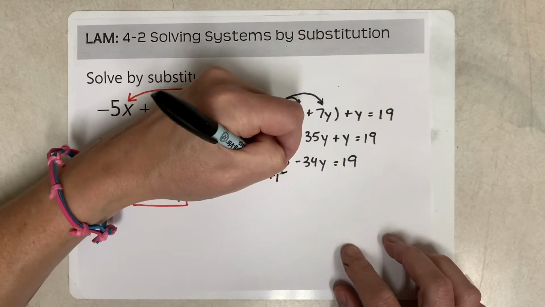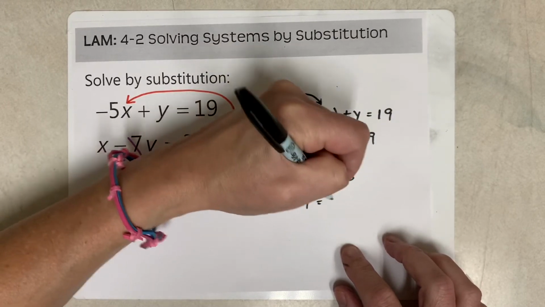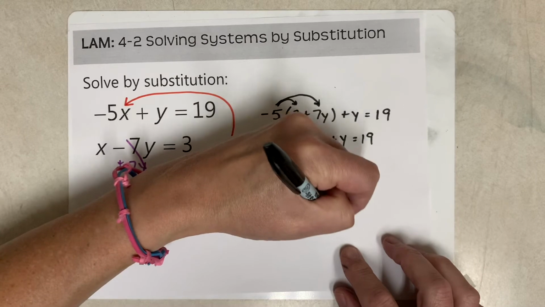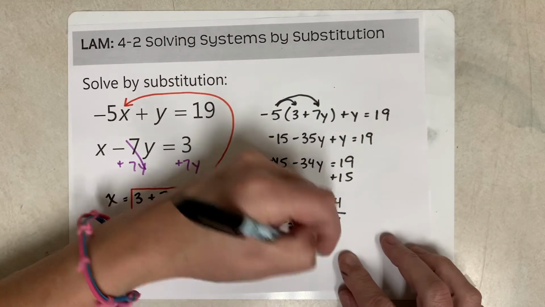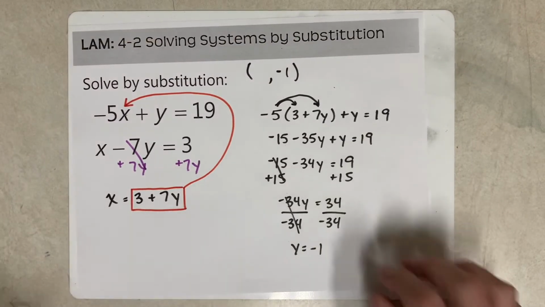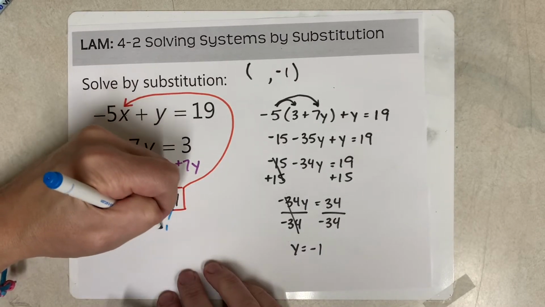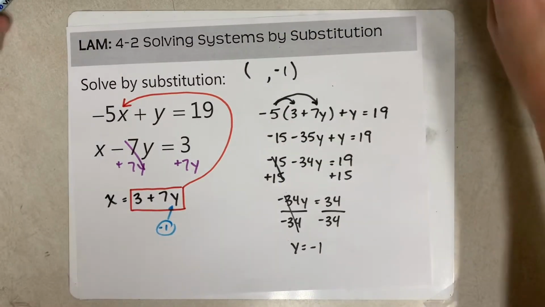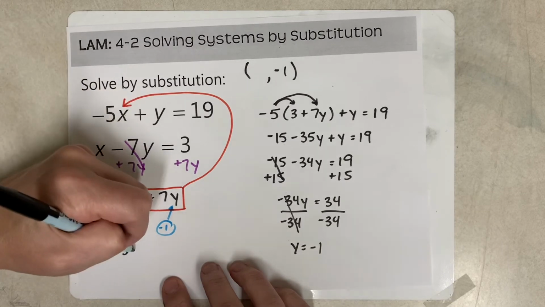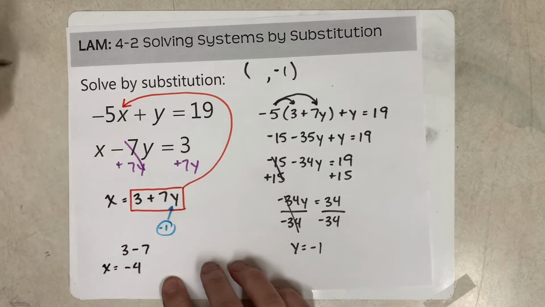Let's see, add 15. So negative 34y is equal to 34 divided by negative 34, and y equals negative 1. So wherever these two lines meet, the y coordinate is negative 1. And so what do we do now? We plug that negative 1 back in up here for y and get the other value, the x value. So x is 3 plus 7 times negative 1. That's really negative 7. So 3 minus 7, negative 4. So x is negative 4.